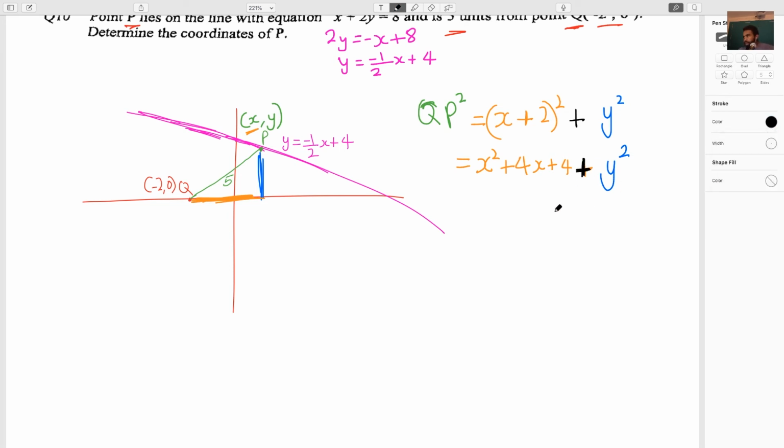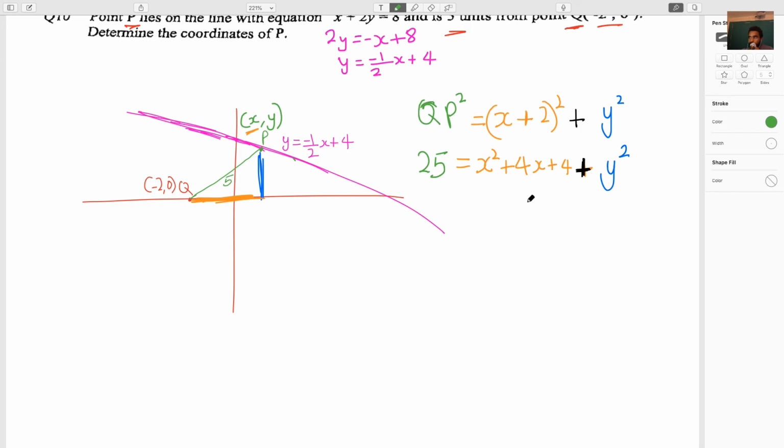All right, now the magic is the following. Since we already know QP, and QP is 5, squared. So we can rewrite this here as just 25. Okay. And we can now use this pink line to substitute in for one of these values, either the x or the y. What do I mean by that?